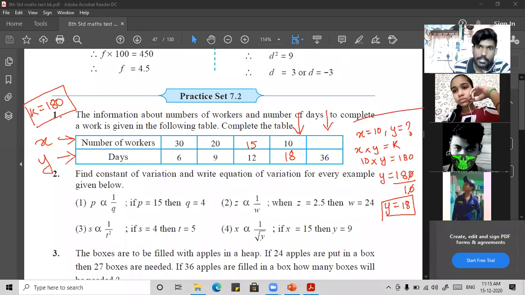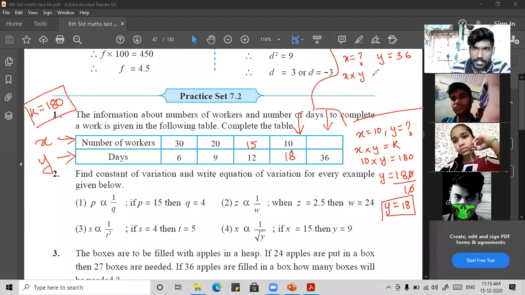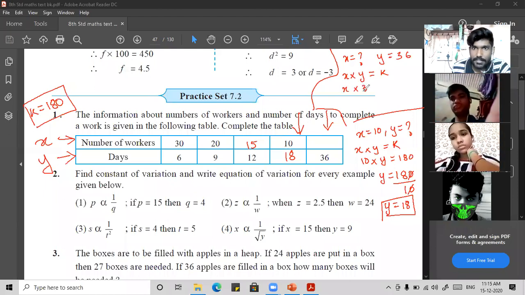So I'll solve it here. X we have to find out, and Y is 36. Can you all see, students, what I'm writing? Yes, sir. So we'll use the equation X into Y is equal to K. X we have to find out, so keep X as it is. Y is 36 and K is 180.